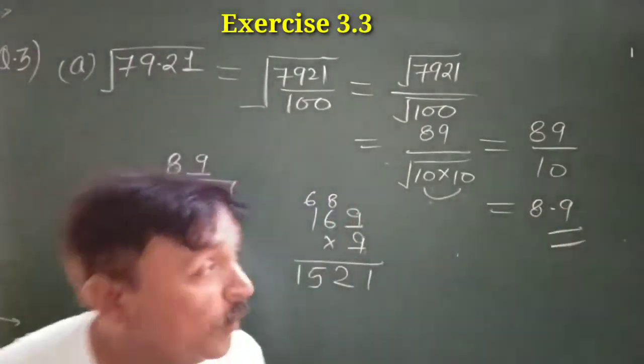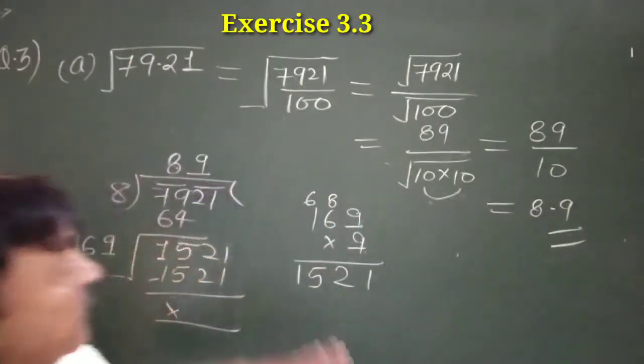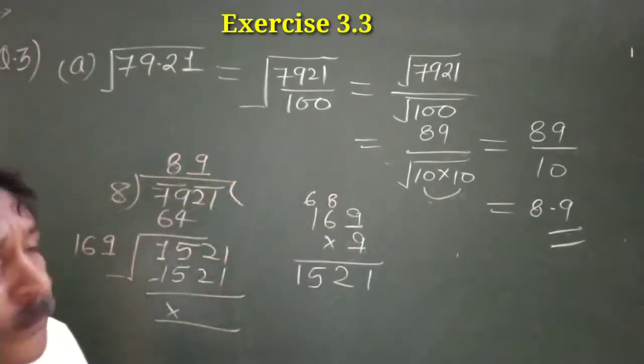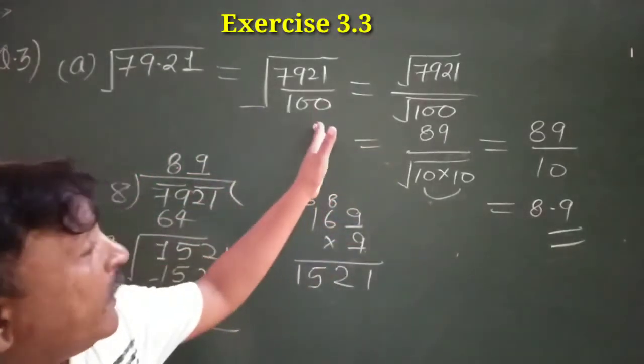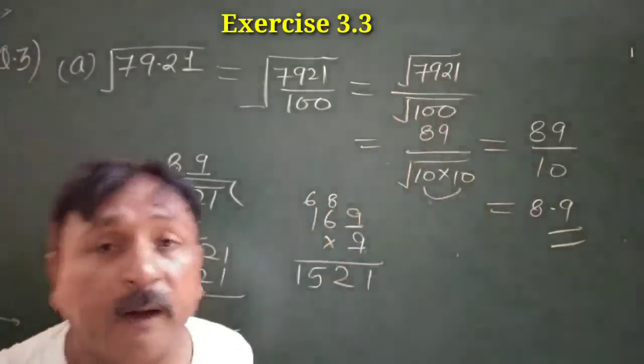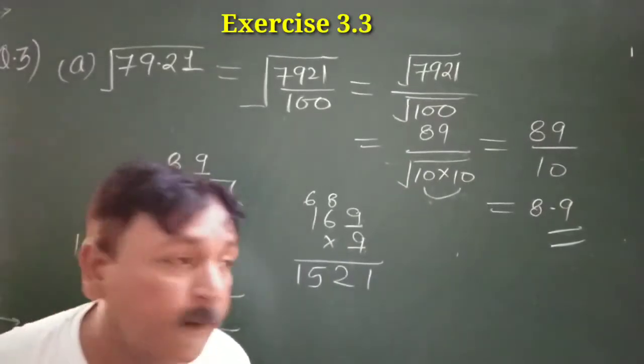Is it clear now? So whenever a question comes of finding the square root of a decimal, take the help of both methods. The denominator part you can do with the help of prime factorization, and the numerator part you can do with the help of the division method, okay? So note it.